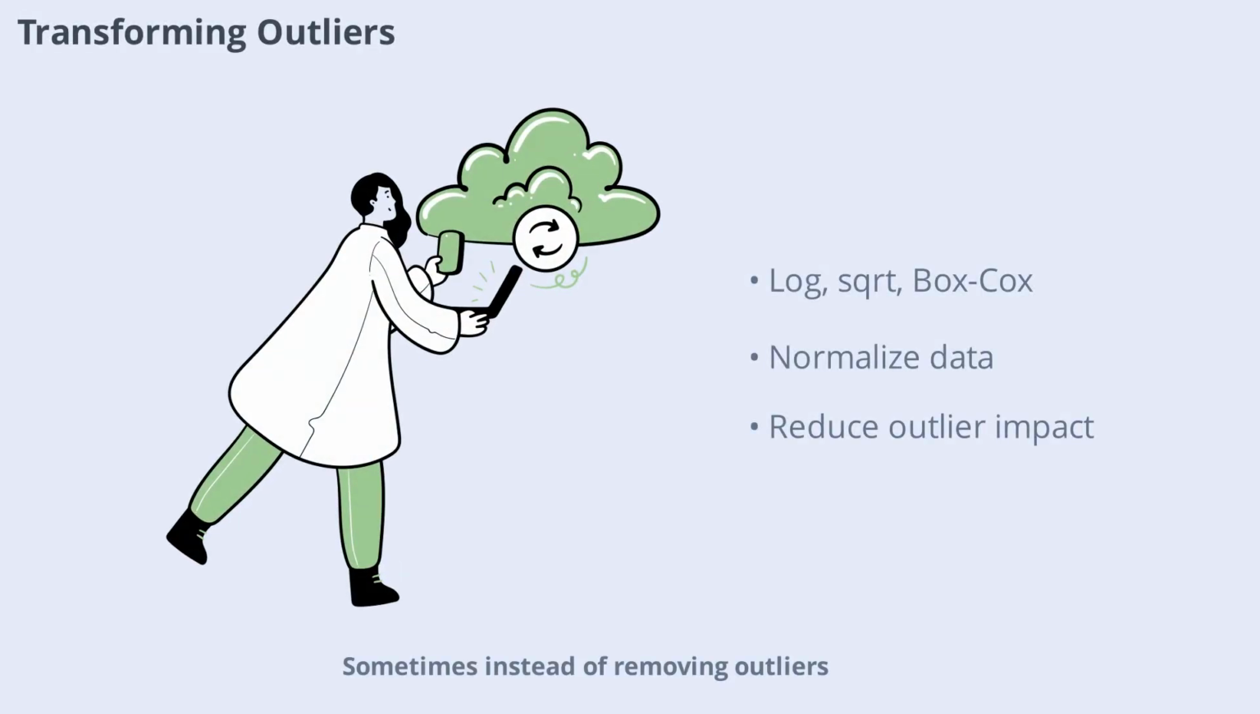Sometimes, instead of removing outliers, you can transform them to reduce their influence. Common transformations include logarithmic, square root, or Box-Cox transformations. These methods can help normalize the data and make outliers less extreme. Transformations are especially useful when you want to retain all data points but minimize their impact on statistical models.